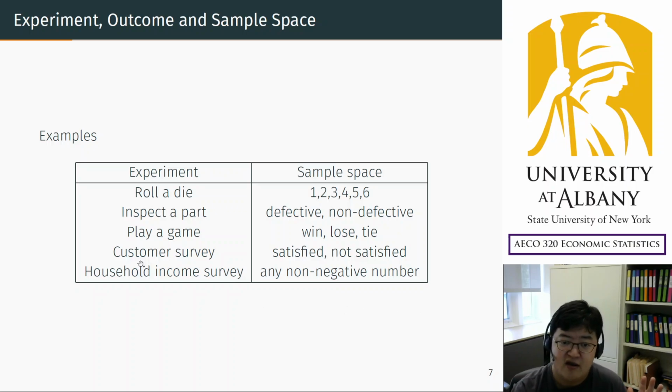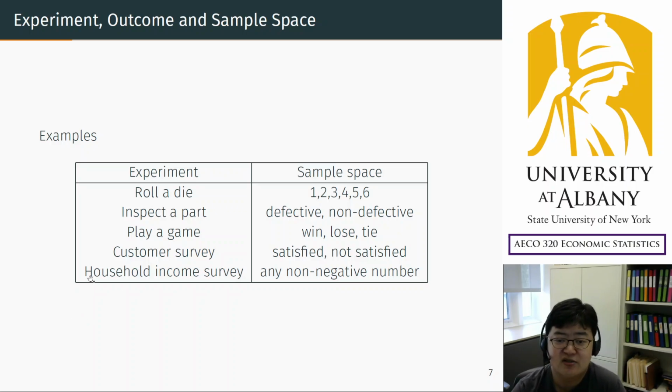Customer survey. Depending on how you ask questions, you can make it satisfied or not, or you can make choices between 1 to 5 or 1 to 10, or maybe a scale of 100, whatever. So customer survey is another experiment. You choose a random customer, and then his or her answer is your outcome. And the outcome depends on how you construct the questionnaire.